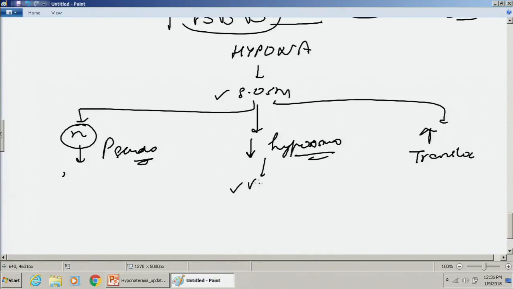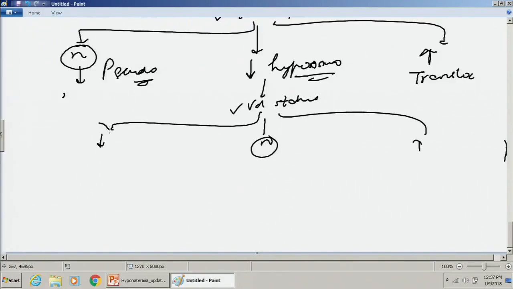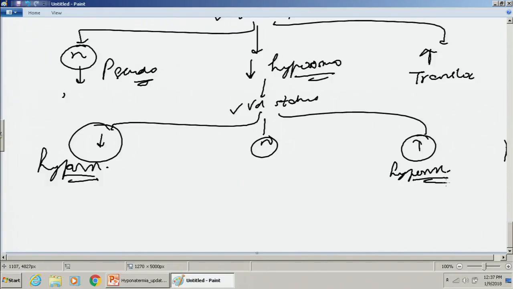The second step was we said to check the volume status, right? We said the volume could be low, it could be normal, it could be high. This entity we're calling hypovolemic hyponatremia. We already talked about it, we're clear on it. If the volume is high, we're calling it hypervolemic hyponatremia. We talked about how to treat it and we're good at it, right? So the only part we have to now talk about is euvolemic hyponatremia, okay? So I'm going to next work on that.